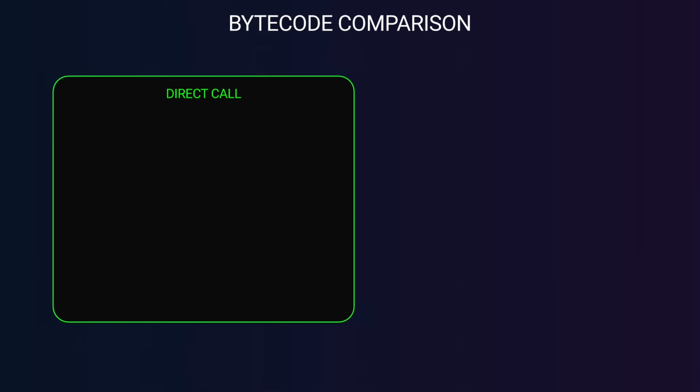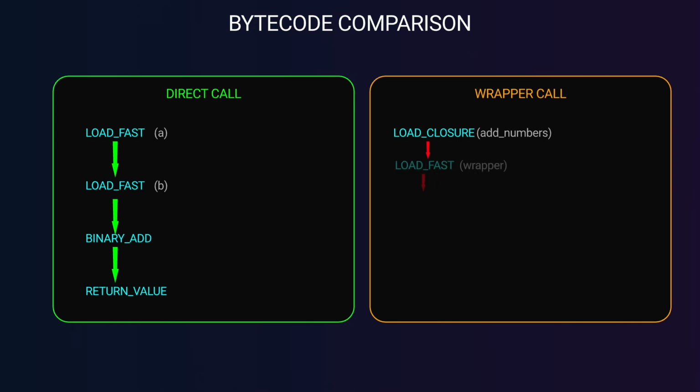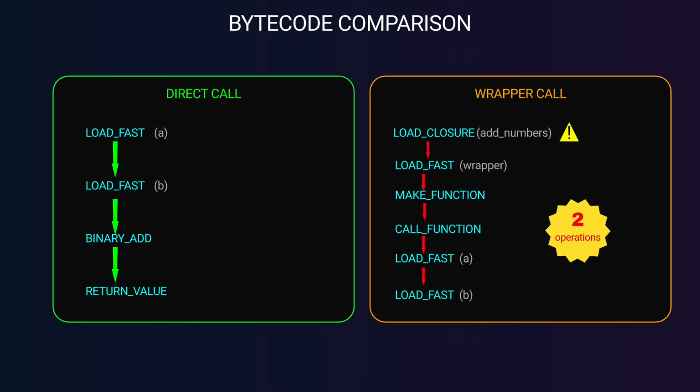Without a decorator, Python executes LOAD_FAST to grab parameters and BINARY_ADD for the operation. Simple and direct. But with a decorator, Python creates a wrapper function, adds LOAD_CLOSURE for the original function, builds a cell object, and adds MAKE_FUNCTION. Every single call now goes through this wrapper layer. That's extra stack operations on every execution.